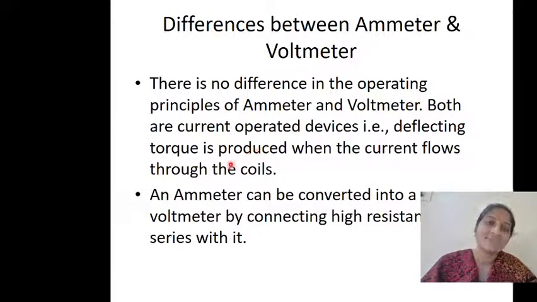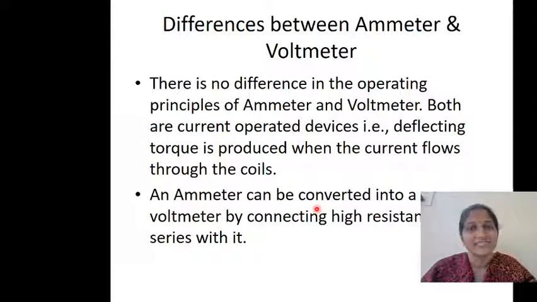Okay, so an ammeter and voltmeter are basically the same. An ammeter can be converted into a voltmeter by connecting a high resistance in series with it. You can note this point. An ammeter can be converted into a voltmeter by connecting a high resistance in series with it. Both the ammeter and voltmeter are current operating devices only. There is no difference between these two. So this is about the ammeter and voltmeter.